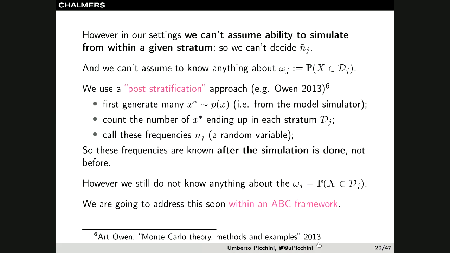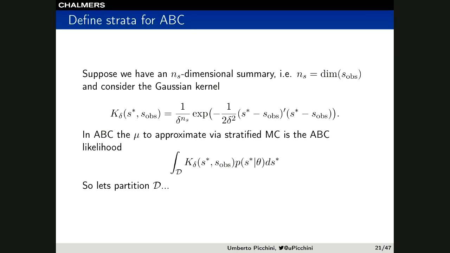And well, we still don't know anything about this omega. So we can approximate it actually quite easily. And now we are going to show how to do this within ABC. So we assume that we have a Gaussian kernel, and this is the integral that we want to approximate. And we have this integration space that we want to partition into strata.